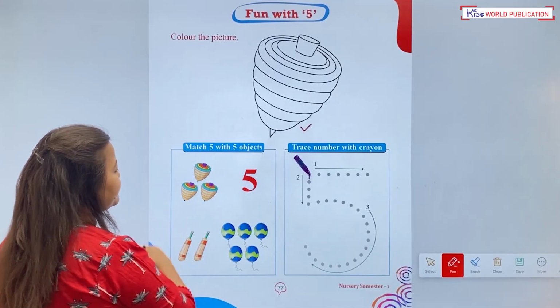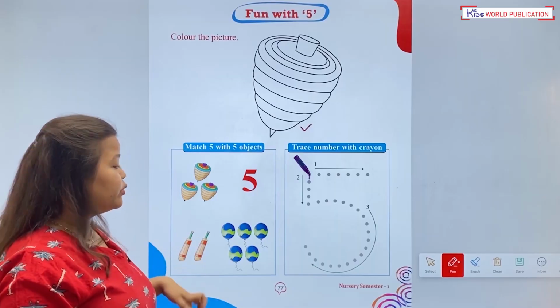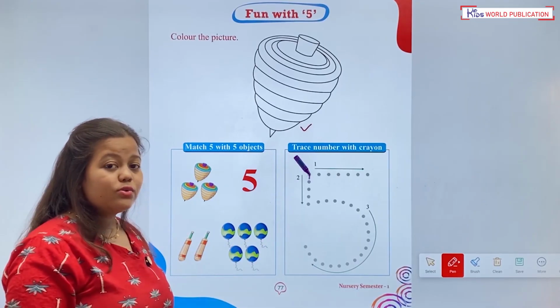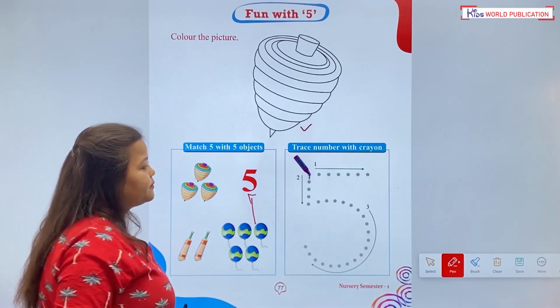1, 2, 3. 3 lattus? No. 1, 2. 2 bats? No. 1, 2, 3, 4, 5. 5 balloons? Yes. We will match the 5 balloons to number 5.